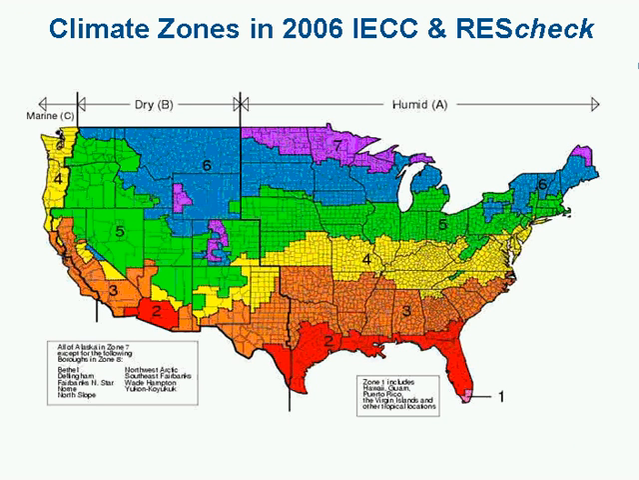The climate zones are in the 2006 IECC and implemented in REScheck. There were 19 climate zones. They have been reduced down to 8. One of the main reasons for these new climate zones is so jurisdictions have one set of requirements.